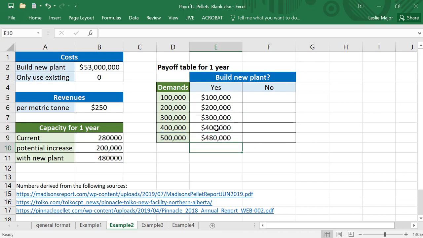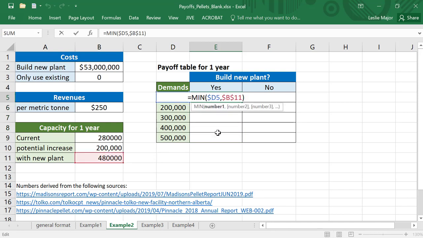If, let's say, there was a demand of 500,000, well, even with the new plant, they can't satisfy all that demand. They can only satisfy 480,000 of it. So choosing the lower of the two numbers allows for the fact that sometimes demand is low and you're not going to use up all of your potential capacity, and sometimes demand is so high that you won't be able to meet it with your current capacity, if that makes sense.